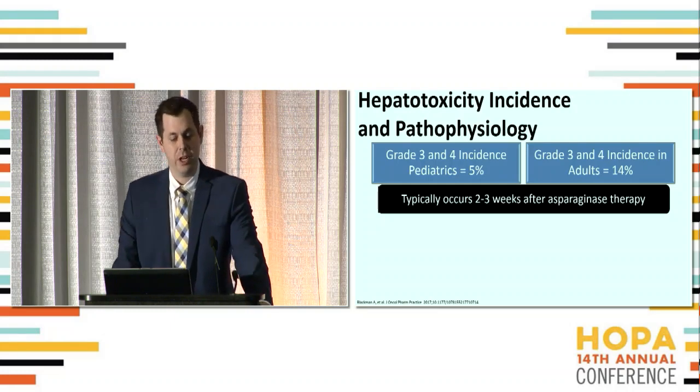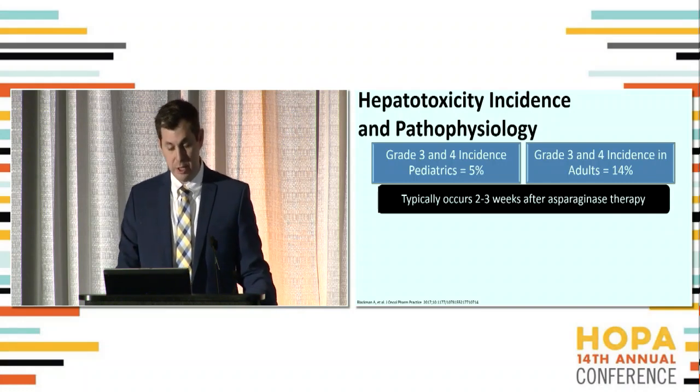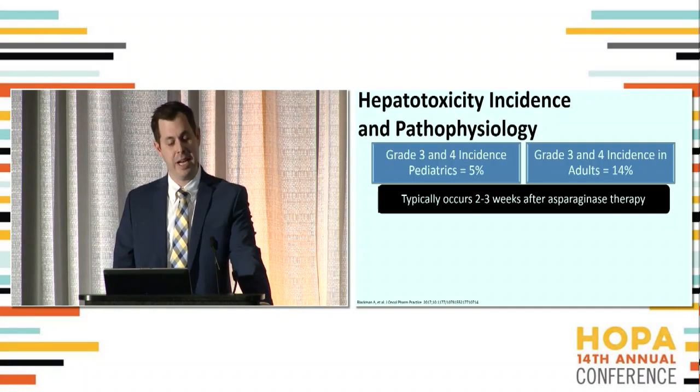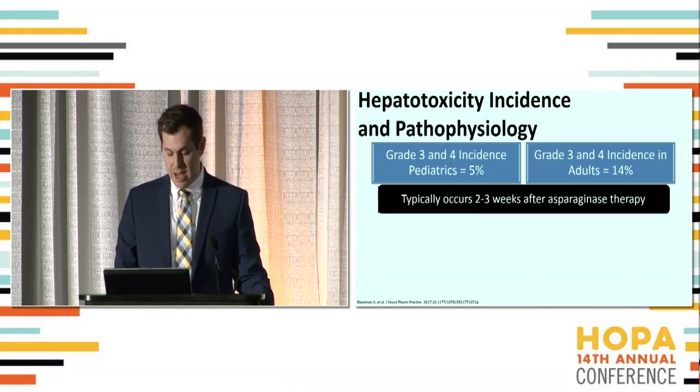So next, we'll briefly touch on hepatotoxicity, incidence, and pathophysiology. Hepatotoxicity has the capacity to be very severe and cause death in our patients. Luckily, we don't see that commonly. Grade 3 and 4 incidence of hepatotoxicity in pediatrics is 5%, compared to grade 3 or 4 incidence in adults with asparaginase products being 14%. If you look in the literature, you'll see numbers of about 30 to 60% incidence of hepatotoxicity with asparaginase products, but luckily, not all of those cases are super severe, leading to significant outcomes for our patients.